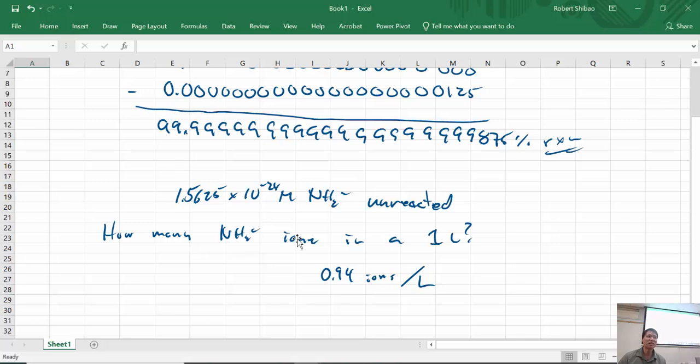And so I'd need more than a liter just to find 1 amide ion. Is that much? No. And so this is why we say that strong bases hydrolyze completely. It's awfully close to complete, right? Just 1 ion left over in a liter, or less than 1 ion. This is less than 1, not even 1 ion. In 2 liters, we'd have a little more than 1 ion, but not quite 2 ions.